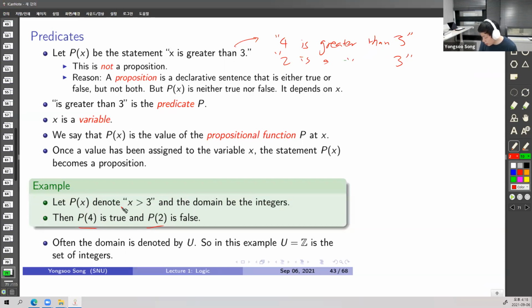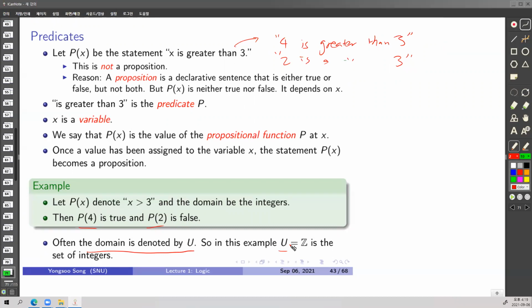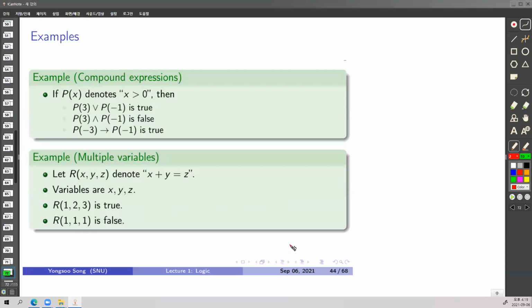I also didn't introduce the notion of domain, which is usually denoted by U, for universe. In this example, I use the set of integers Z as the domain. This domain sometimes matters very much. Let's see it again later in the following slide.